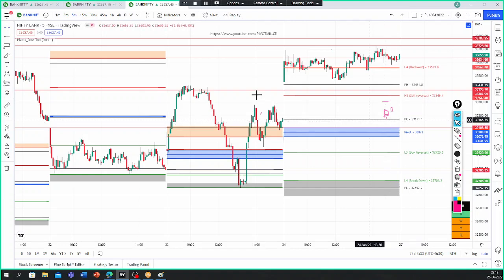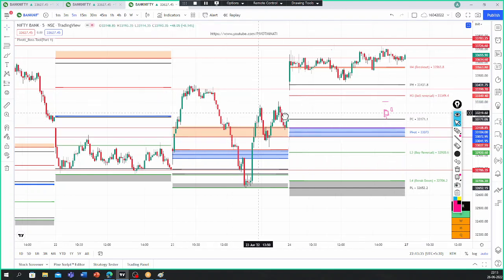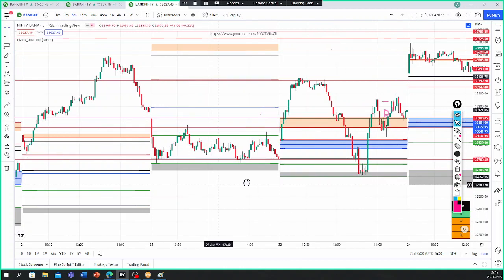Today only gap up and gap down we have covered. I think yeah, next session we will do. Is this clear, brother? Gap up, gap down.